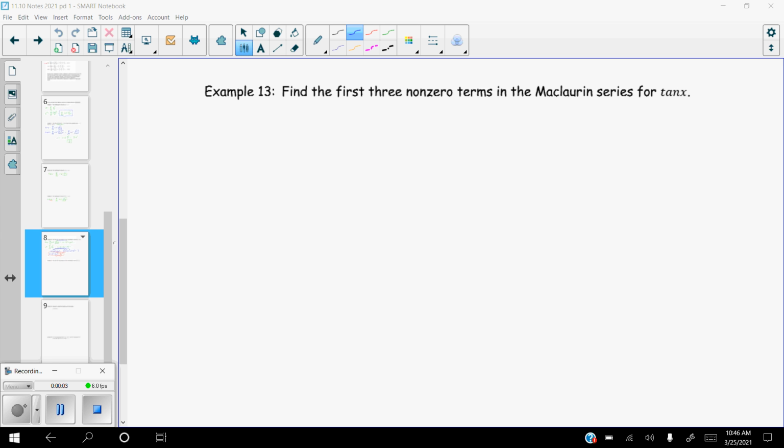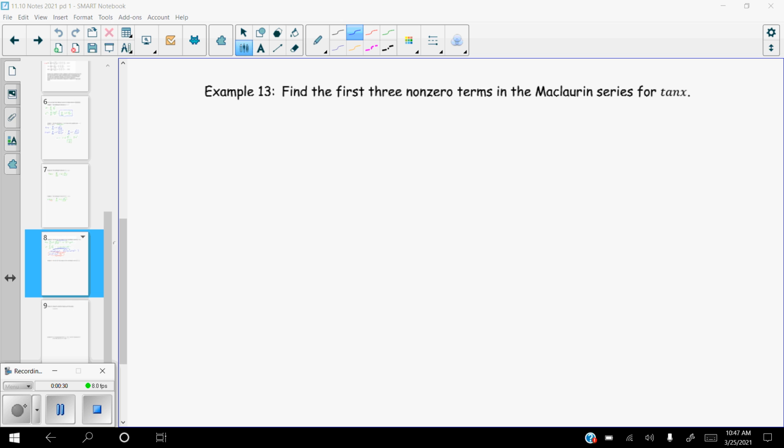Okay, so this is 11.10. We're going to start with example 13 because it's where we left off. So this is just kind of finishing the last few examples that we didn't get to during the lesson during class. So in number 12, we learned that we could go ahead and write the first three non-zero terms of two things that were being multiplied together, where both of the two things were non-polynomial functions.